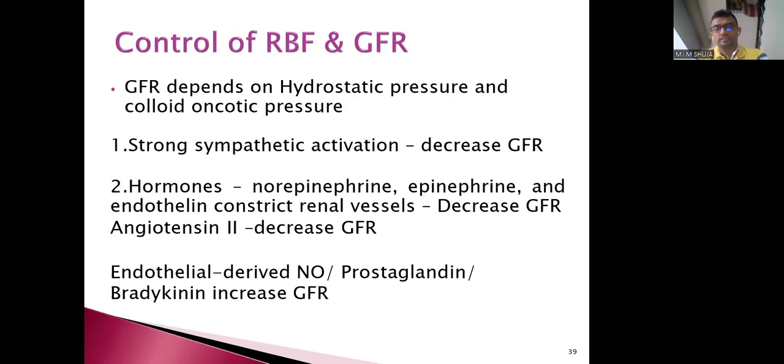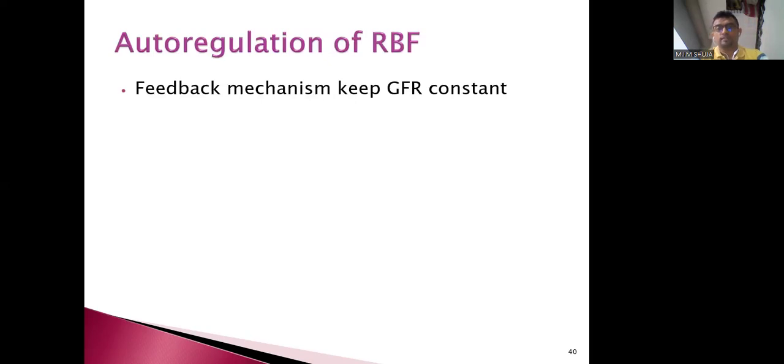Strong sympathetic activation, norepinephrine, epinephrine, endothelial constriction of renal vessels, angiotensin II, all decrease GFR. Endothelial-derived nitric oxide, prostaglandin, bradykinin, they increase GFR. Okay, you should just know the factors which increase GFR and which reduce GFR. Autoregulation of renal blood flow is very important because it has to maintain your GFR at a constant level.